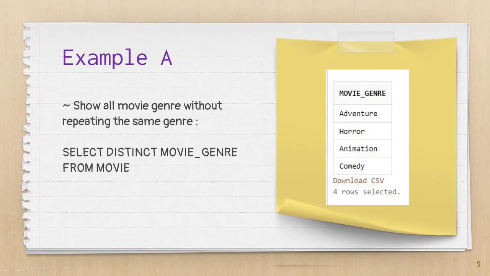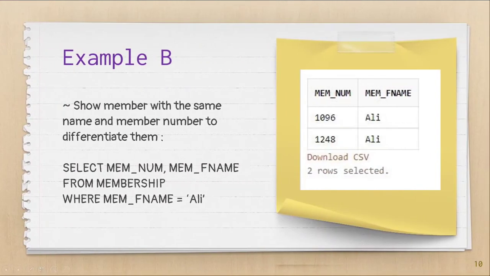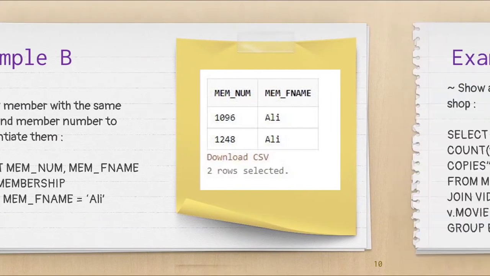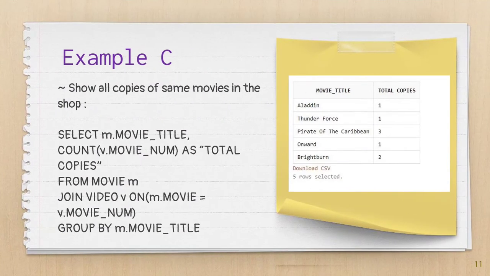For example A, as you can see, we have countered the problem of data redundancy. When we want to know about the movie genre, the output only prints each movie genre once. For example B, it shows members with the same name and their member numbers to differentiate them. For example C, it shows all copies of the same movies in the shop. For example, Aladdin has one copy, Thunder Force has one copy, Pirates of the Caribbean has three copies, Onward has one copy, and lastly, Brightburn has two copies.